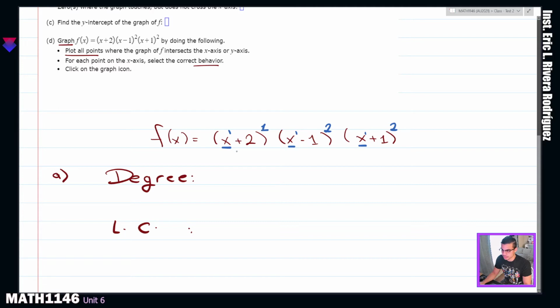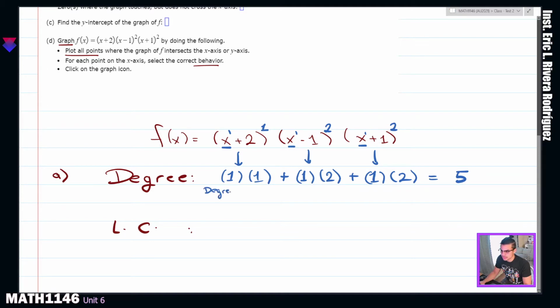All right? So we use those. For the first one, we got 1 times 1. From the second one, we got 1 times 2. And for the third one, we have 1 times 2 again. We add those, and the value is 5. Hence, the degree of this polynomial is 5. So basically, we got the degree of the factor times the multiplicity of the linear factor. We could say that. I think that's the proper way to identify it.